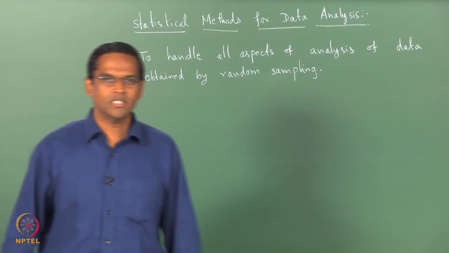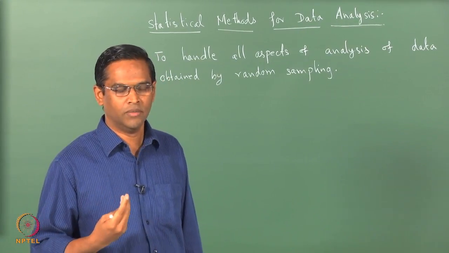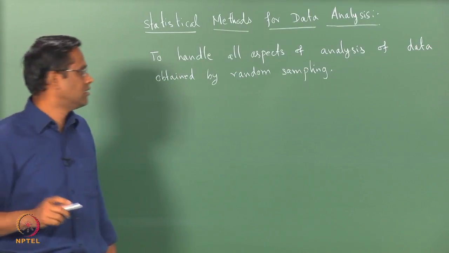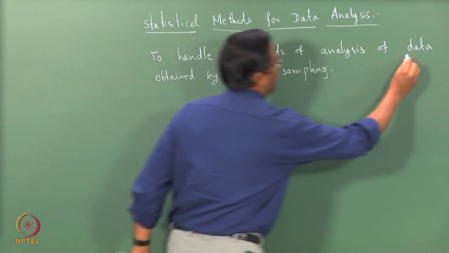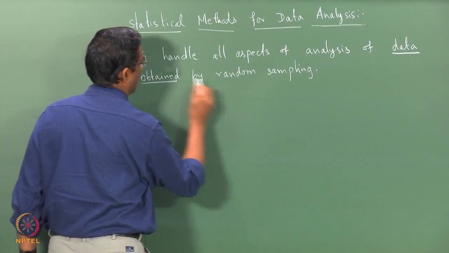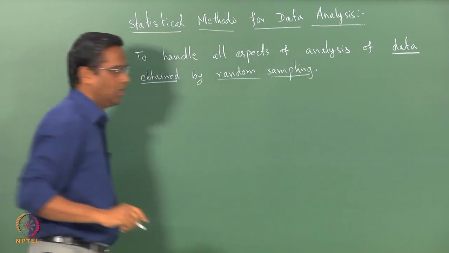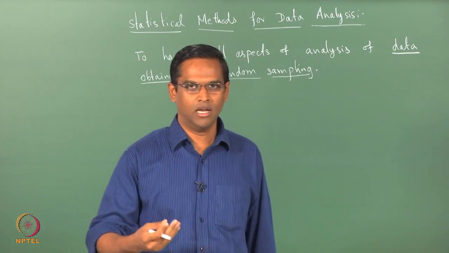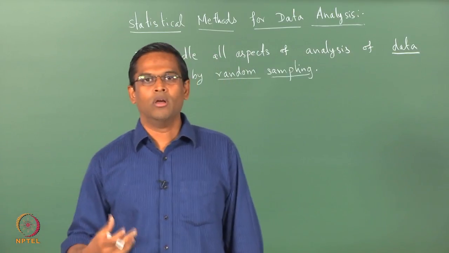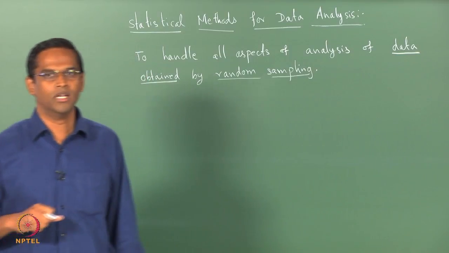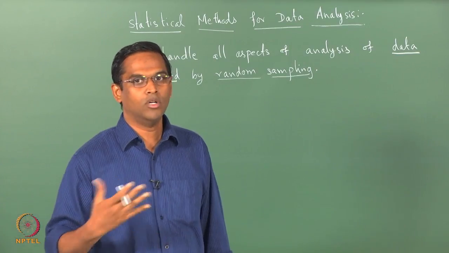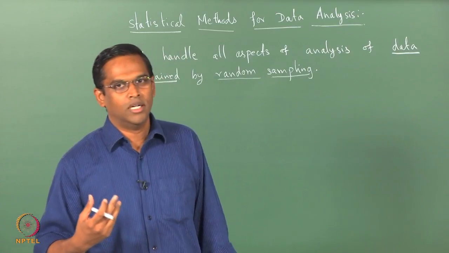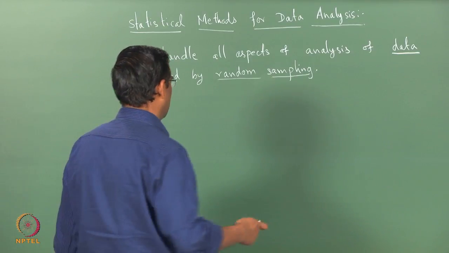We have to now look at why we need these statistical methods. What I have just written here is to handle all aspects of analysis of data obtained by random sampling. So, what does it mean? For example, in quantitative metallography, if you want to calculate the volume fraction of the second phase or a particle fraction in a matrix, or if you want to measure the particle size or the grain size and so on, you do the sampling in a random manner.